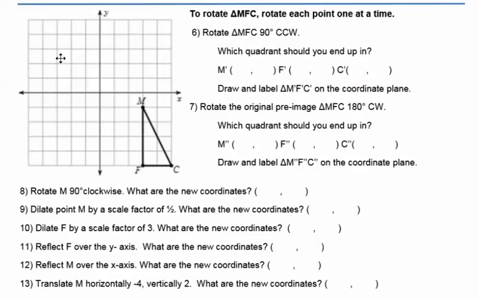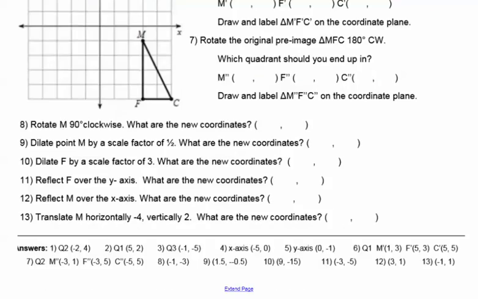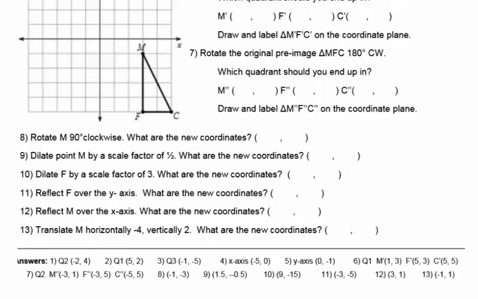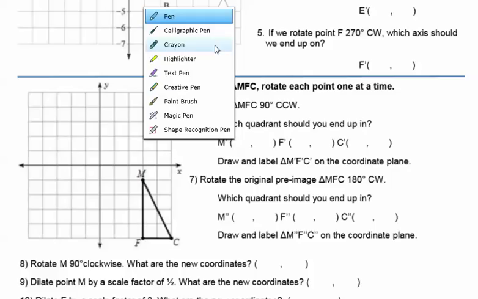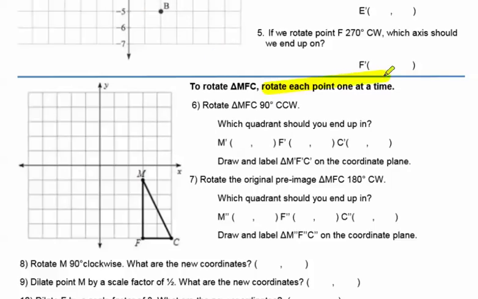And then last, you're going to do this picture. Real quick, answers are at the bottom so you can check as you go along. To rotate this triangle, you rotate each point one at a time. Super important: you rotate each point one at a time. Then make sure you write the new coordinates, but you also plot them.